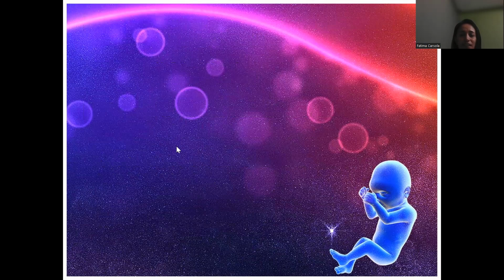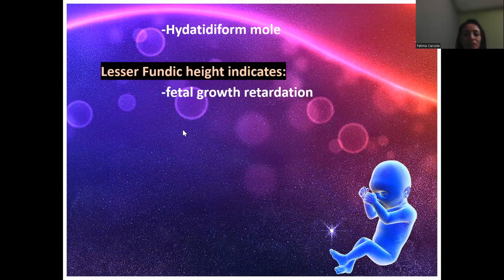Next is the possibility that there is high hormone levels, or gestational trophoblastic disease, and that could be the reason why the fundic height is larger than normal. And if there is a lesser fundic height, it may indicate fetal growth retardation.